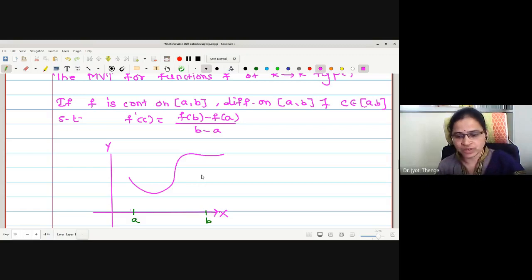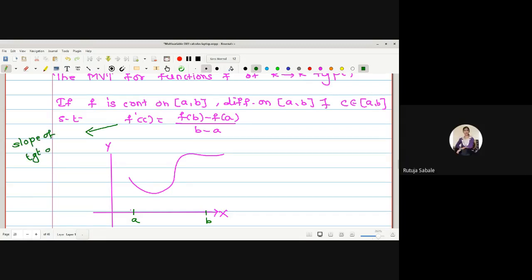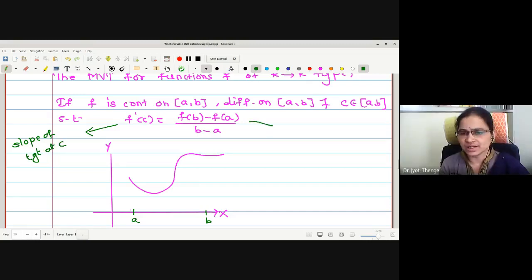Now what are we going to find out? We want to find a point C in the closed interval AB such that f dash of C is equal to FB minus FA upon B minus A. What is this ordinary derivative going to represent geometrically? Is it the slope of the tangent? Yes, ma'am. At point C. What is the right hand side? FB minus FA upon B minus A.